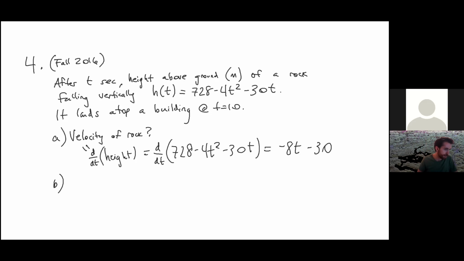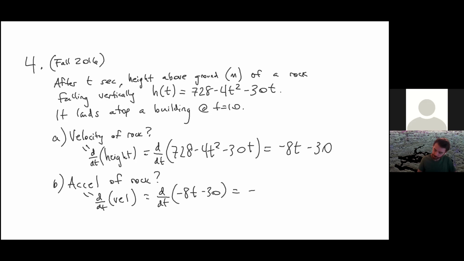Part B says acceleration of the rock after t seconds. Okay, well, acceleration is the derivative of velocity. So that's the derivative of negative 8t minus 30, which is just negative 8. It's constant acceleration. Cool. Part C says, what was the initial speed of the rock?